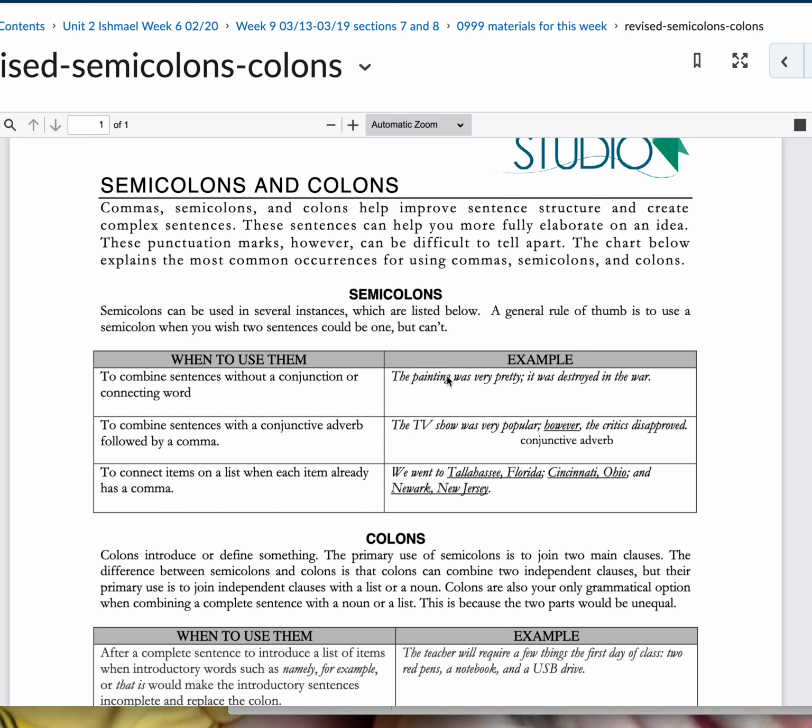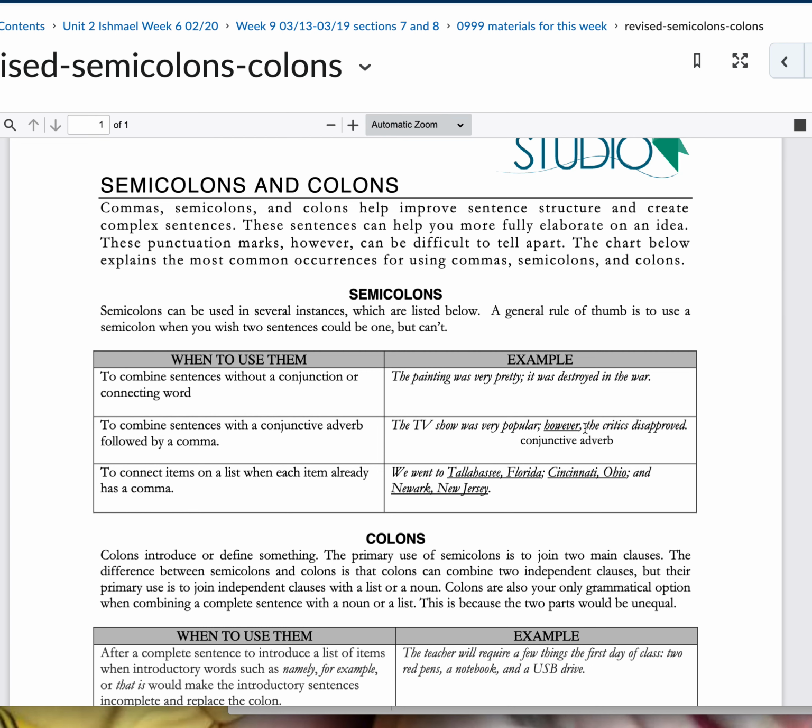One is right here, where it says, oops, sorry, where it says the painting was very pretty. It was destroyed in the water. One of the main functions of a semicolon is to combine two complete sentences together, or two complete clauses. Things, in other words, that could stand on their own as a sentence. So you can put a comma and a coordinating conjunction like for, and, nor, but, yet, or so. But this is another way to combine two complete clauses together.